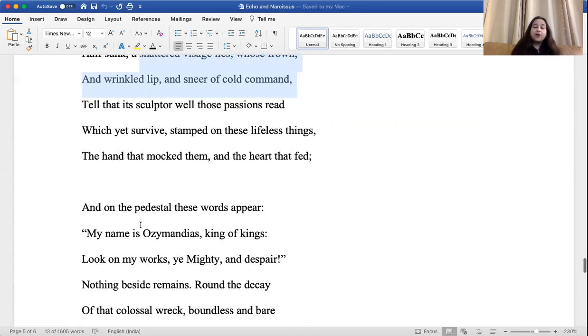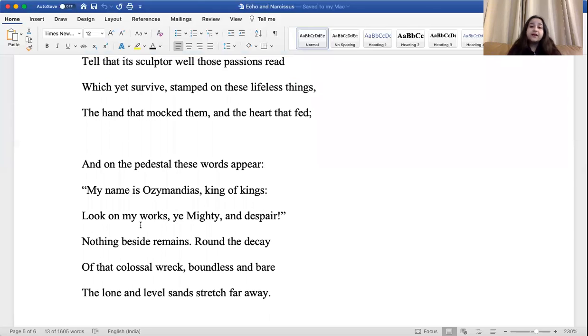So here the sculptor has shown the characteristics of the man in the statue, and on the pedestal, below the stand on which the statue was placed, these words appear. My name is Ozymandias, King of Kings, showing the glory of the king, and obviously showing how proud he is. Look on my works, ye mighty and despair. Ozymandias is talking about himself, that look how strong I am, and all you other people who think you are strong, just despair, meaning I am the strongest of all. So you should be jealous of me.